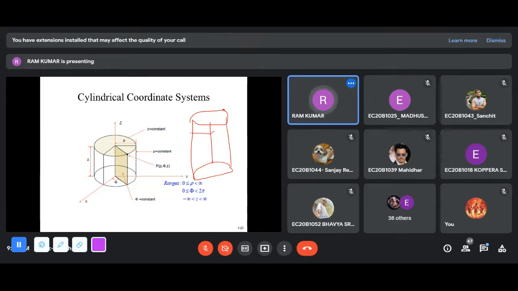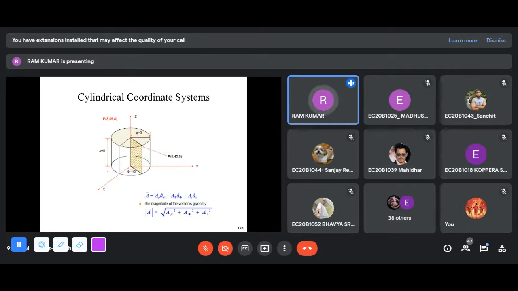Now remember, rho, phi, z are the parameters of the cylindrical coordinate system. Rho is the radius of the cylinder. Z is the height of the cylinder. Phi is the angle between the line drawn from the point where you are going to measure the field to the bottom and extended up to the origin.